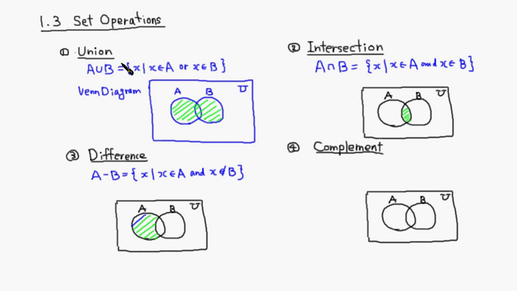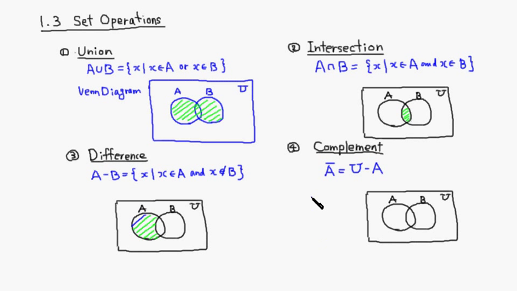And the fourth set operation is complement. The notation is A complement. This is the set of elements, and you can actually use the difference, so this is going to be everything. That will be the universal set but not A.